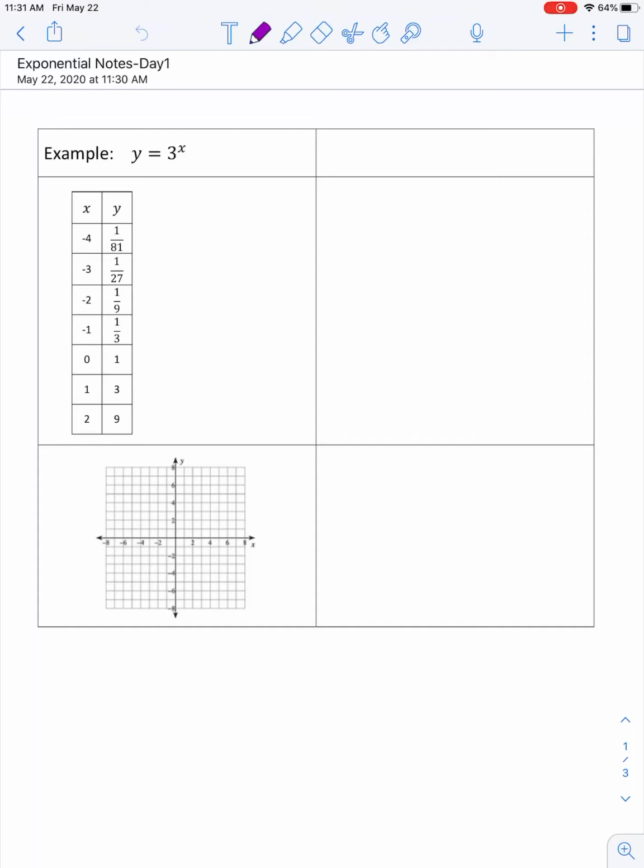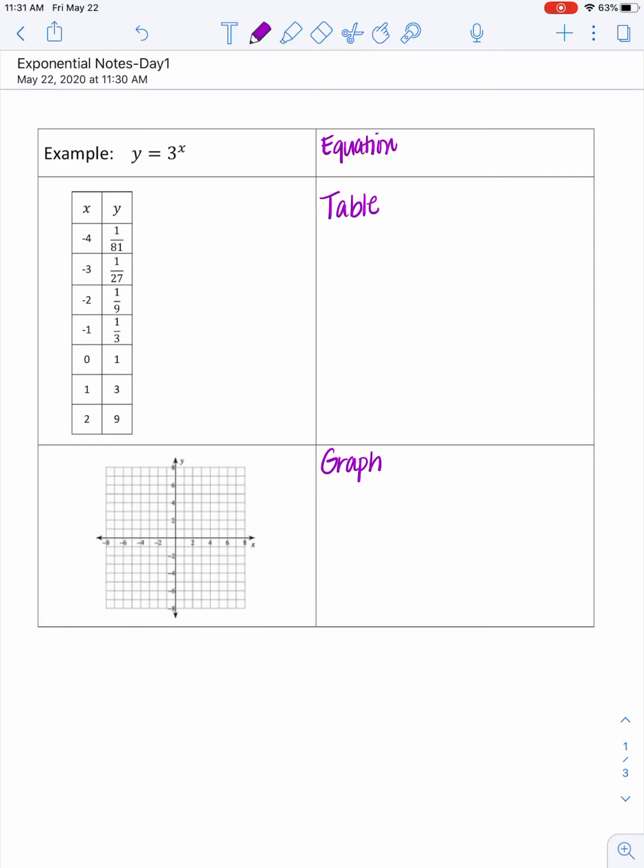Okay, so we are going to be moving on from linear functions to exponential functions, and we're going to start off by just talking about what an exponential function looks like. There's three different representations that you're going to be working with this week. We have the equation, we have a table, and we have a graph. And we're going to just be looking at each one of those representations today.